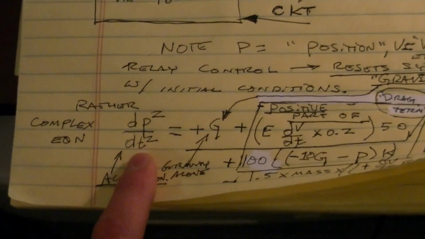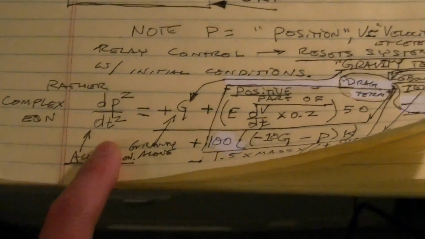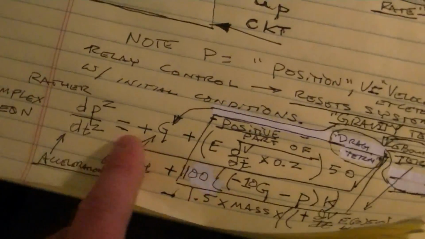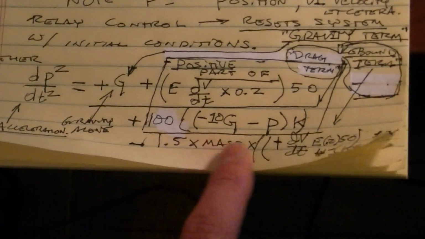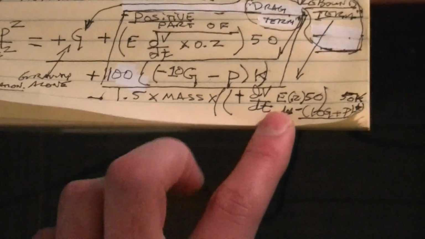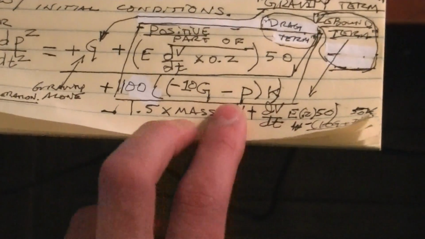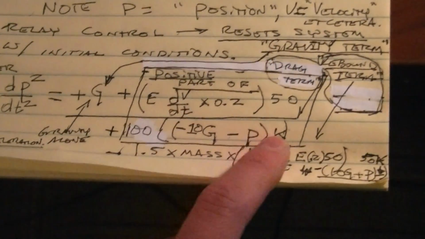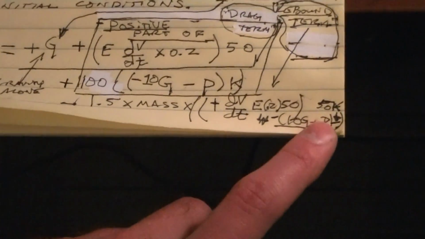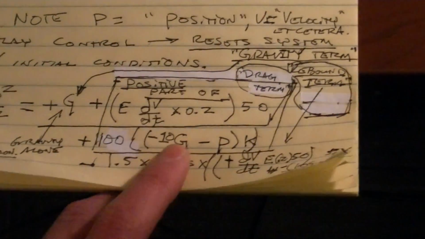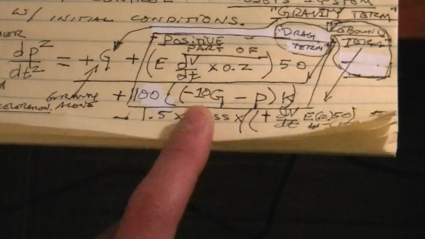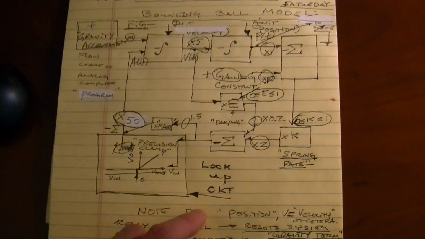And so you have this equation: acceleration, d squared p dt squared, is going to equal plus g plus this term here, which is the drag term, and this term here, which is the rebound term. And what happens is, E is the damping constant, K is the spring constant, G is the gain, or how much energy is gained or lost when it hits the ground, and M is mass. And this is the flow chart.